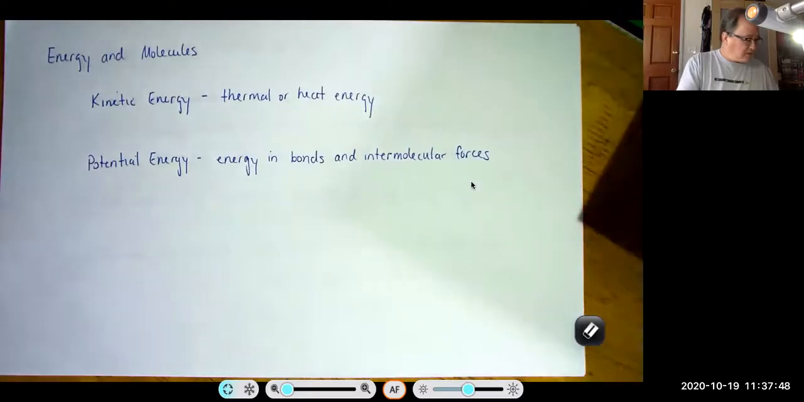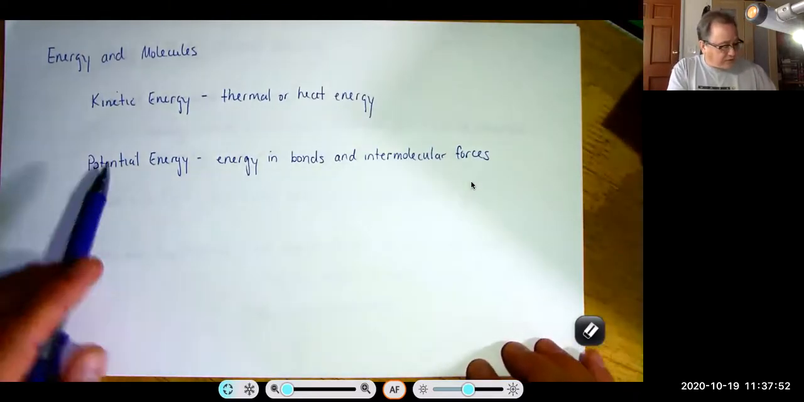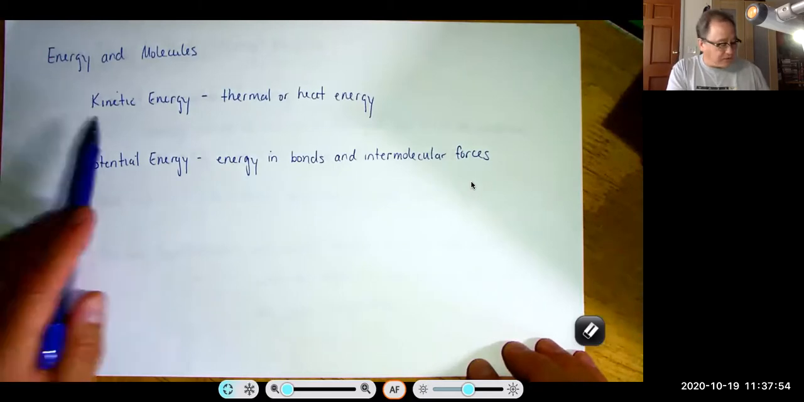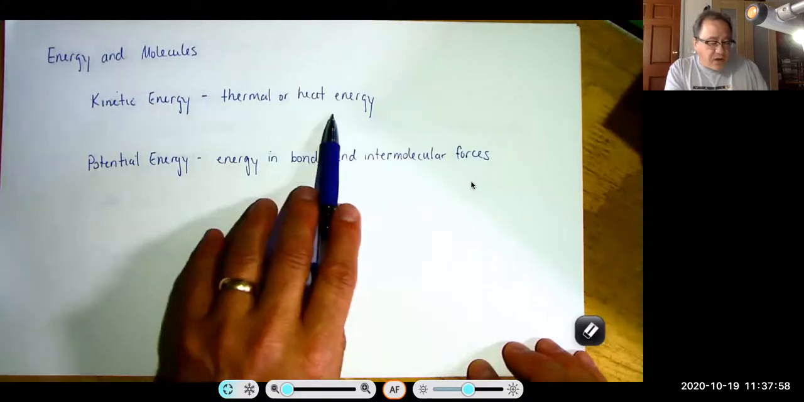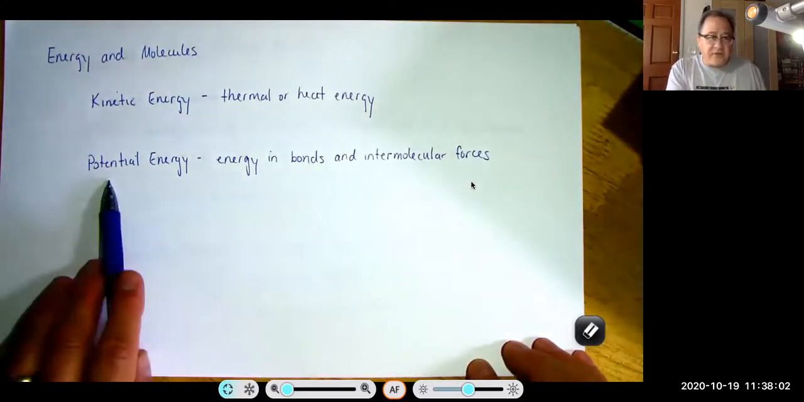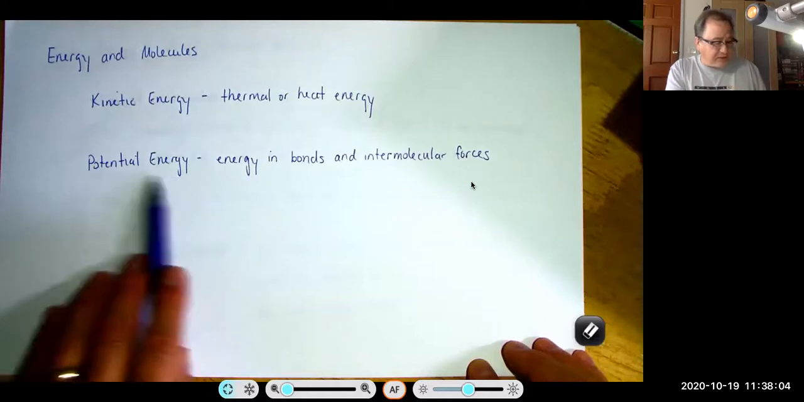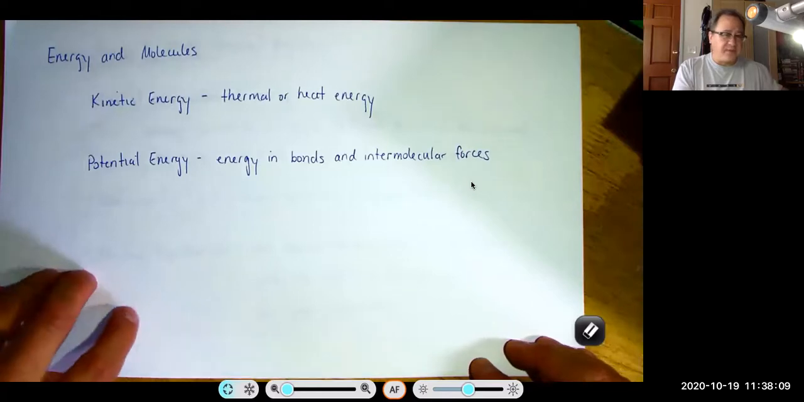Okay. So we'll take a look here at energy and molecules. There's basically two types of energy: kinetic energy, which is motion energy, and that's thermal or heat energy. And that's basically what we're talking about in this particular section. Although we also include some talk about potential energy, which is the energy found in bonds and intermolecular forces, forces between molecules.